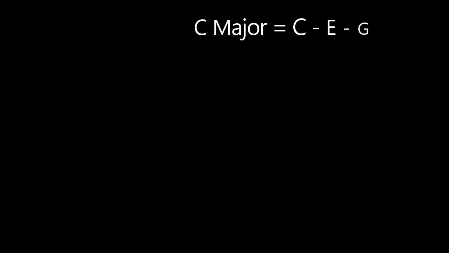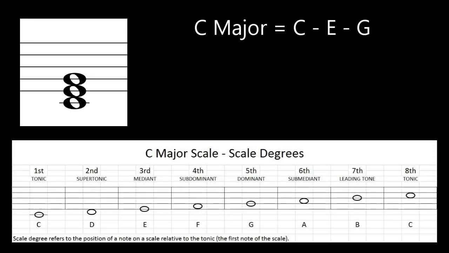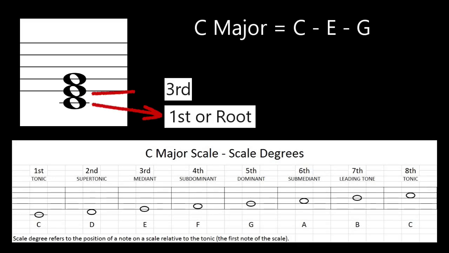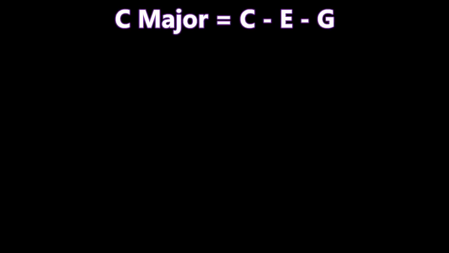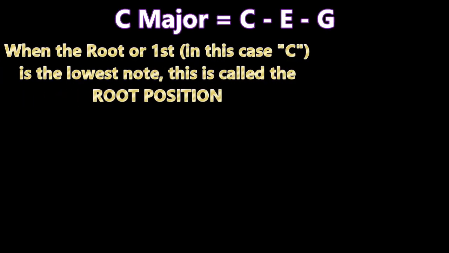Okay, let's take the first triad in the C major scale, which is a C major. And by using what's called scale degrees, the first note is the root, the second note is the third, and the third note is the fifth. In a C major, C is the root, E is the third, and G is the fifth. Now, anytime you find this triad where the C note is the lowest note, that's called the root position.